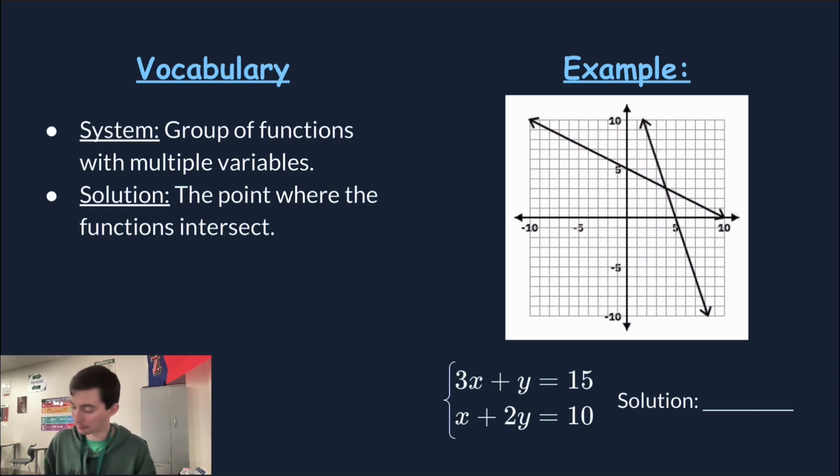So like we have an example here, we've got 3x plus y is equal to 15, and x plus 2y is equal to 10. And I see these two lines are intersecting right here, and that's at the point (4, 3). So we can say the solution to this system is at the point (4, 3). Now we're going to learn how to solve this by hand instead of just looking at a graph.